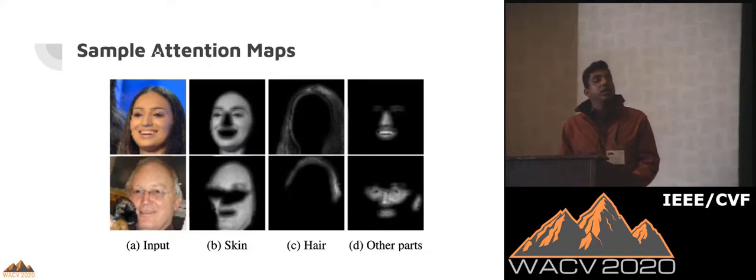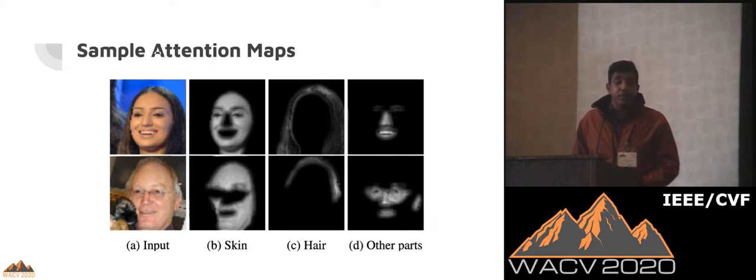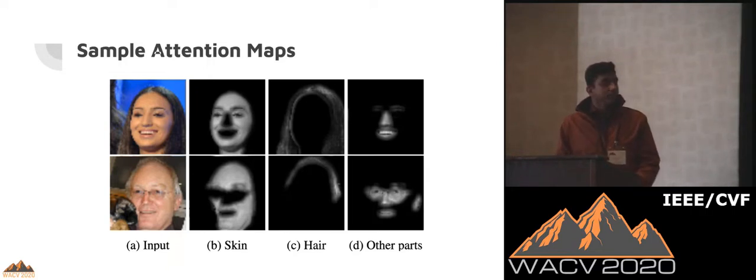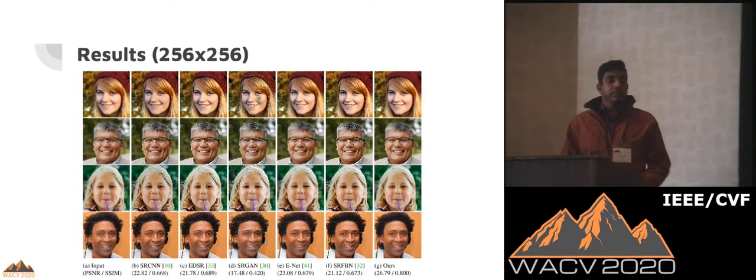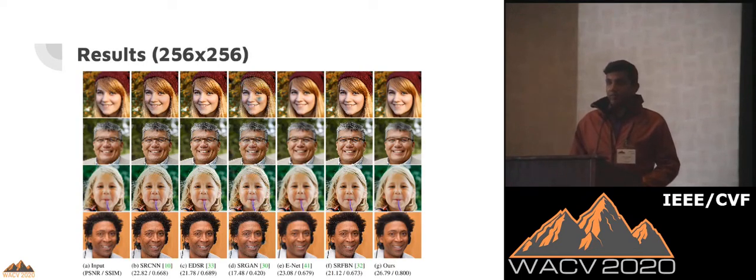So talking about face parts, these are the facial parts used for attention. Skin and hair and other facial parts are segmented out initially, and then that is used for channel attention. As a result from 256 cross 256 images, we can see leftmost is the input and rightmost is our result. It's pretty convincing. The higher resolution details are maintained in our work.